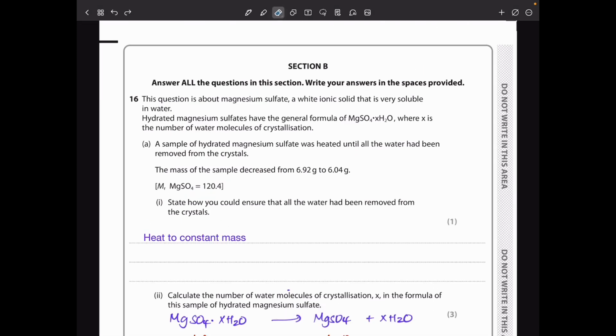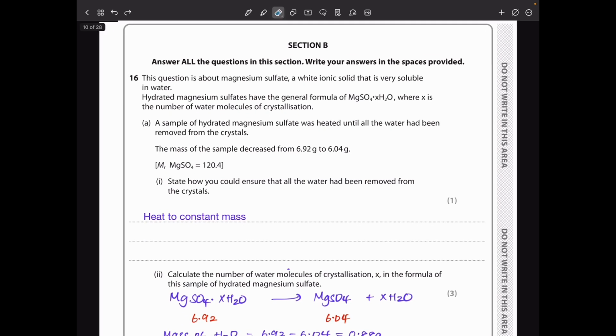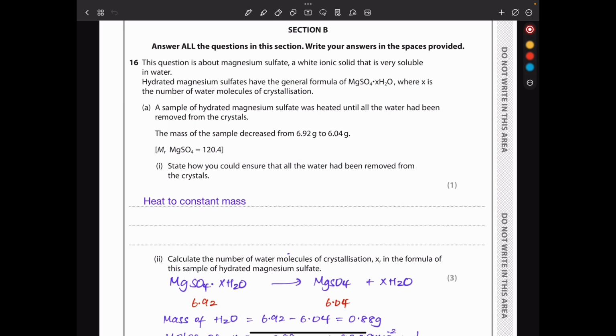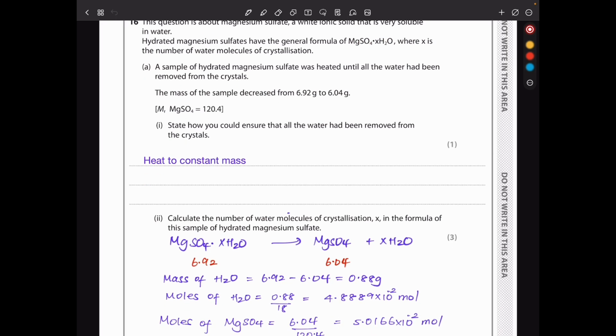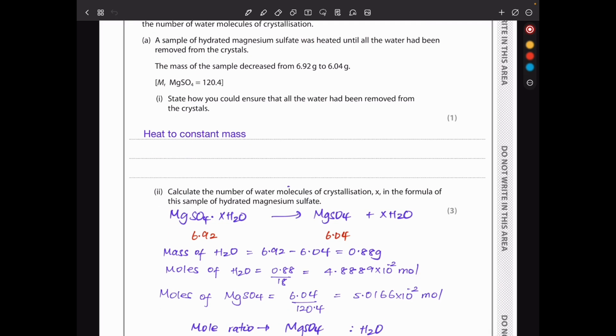In question 16, this question is about magnesium sulfate, a white ionic solid that is very soluble in water. Hydrated magnesium sulfates have the general formula MgSO4·xH2O, where x is the number of water molecules of crystallization. A sample of hydrated magnesium sulfate was heated until all the water had been removed from the crystals. The mass of the sample decreased from that to that. State how you could ensure that all the water had been removed from the crystals. This is done by heating to constant mass.